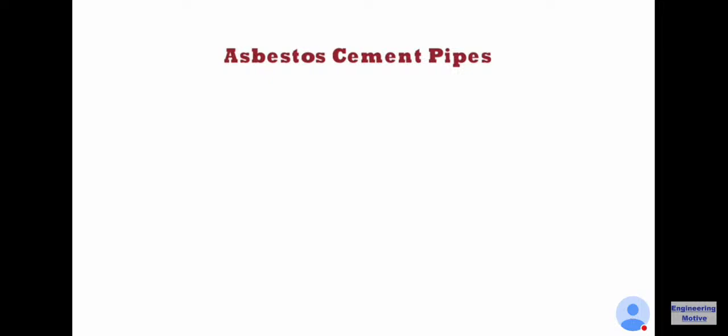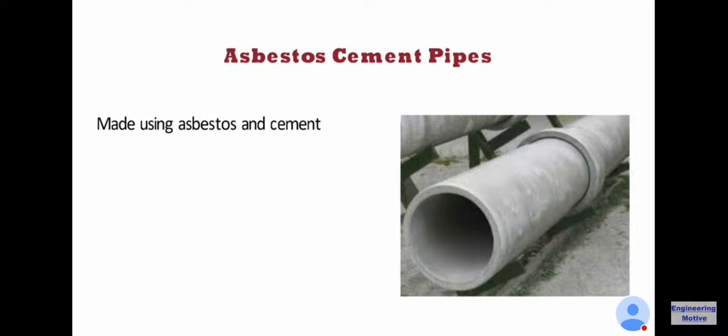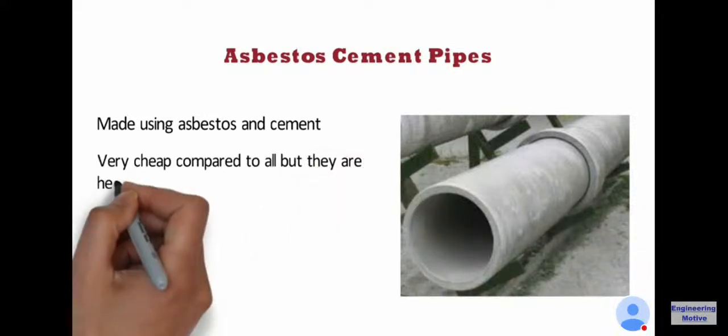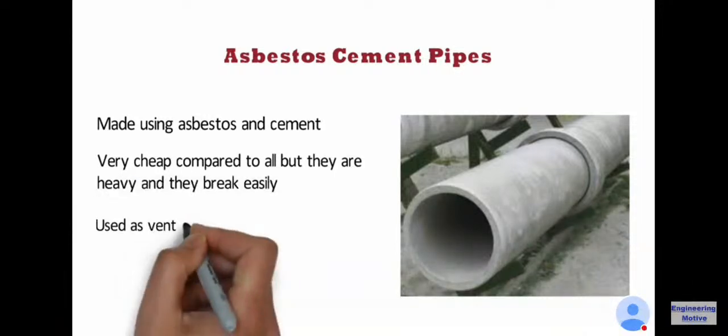Asbestos cement pipes. This is a type of pipe that is made using asbestos and cement. These pipes are very cheap compared to all, but they are heavy and they can break easily. These pipes are used as vent pipes, soil pipes, and rainwater pipes, etc. PVC is the short form of polyvinyl chloride. These pipes are lightweight.